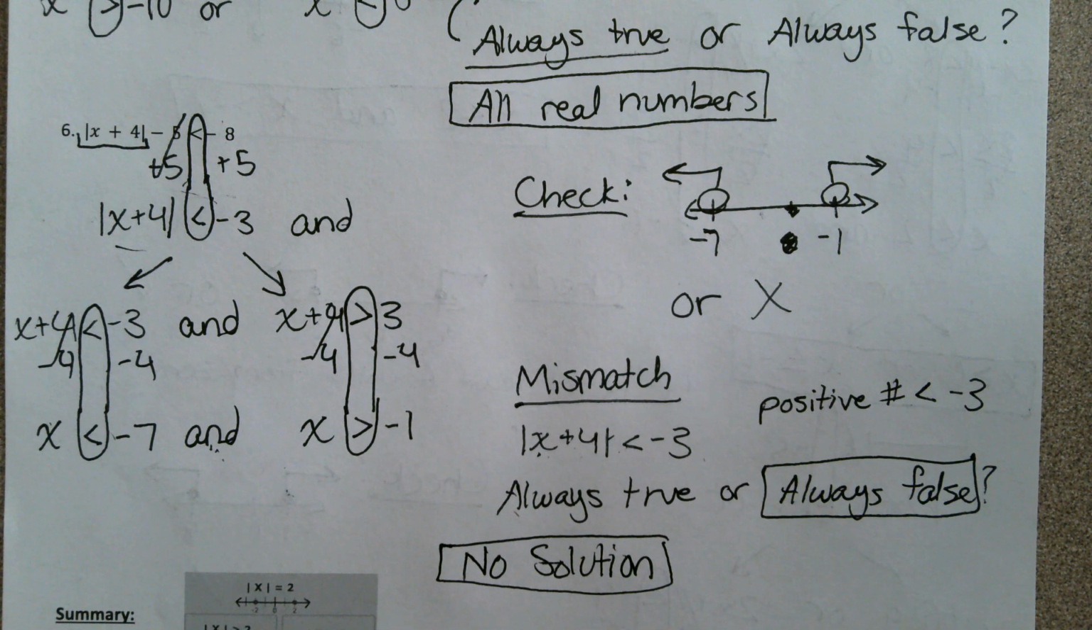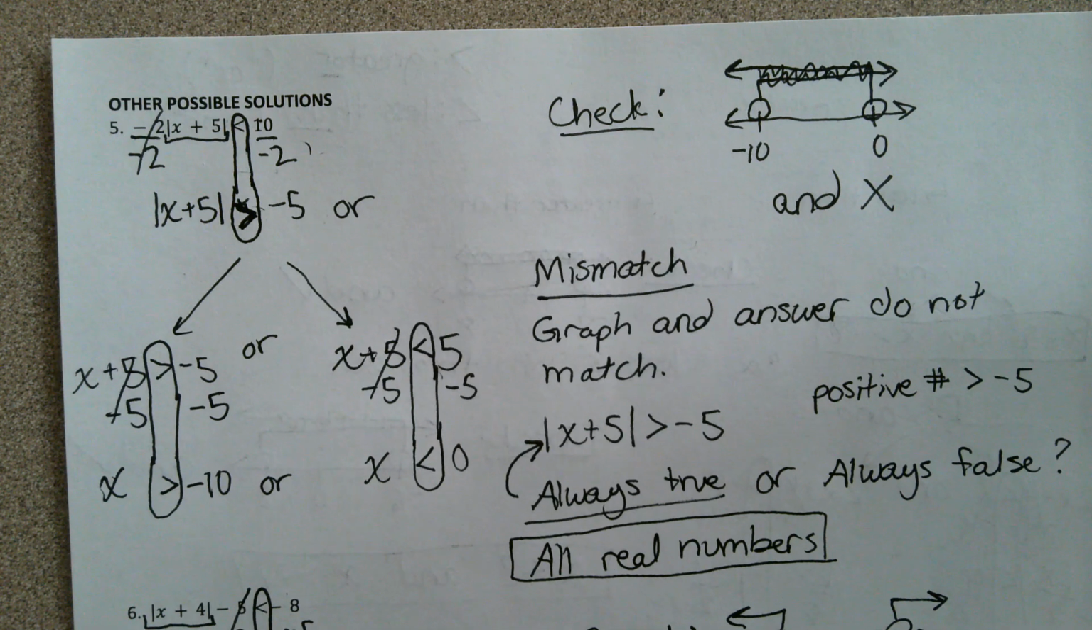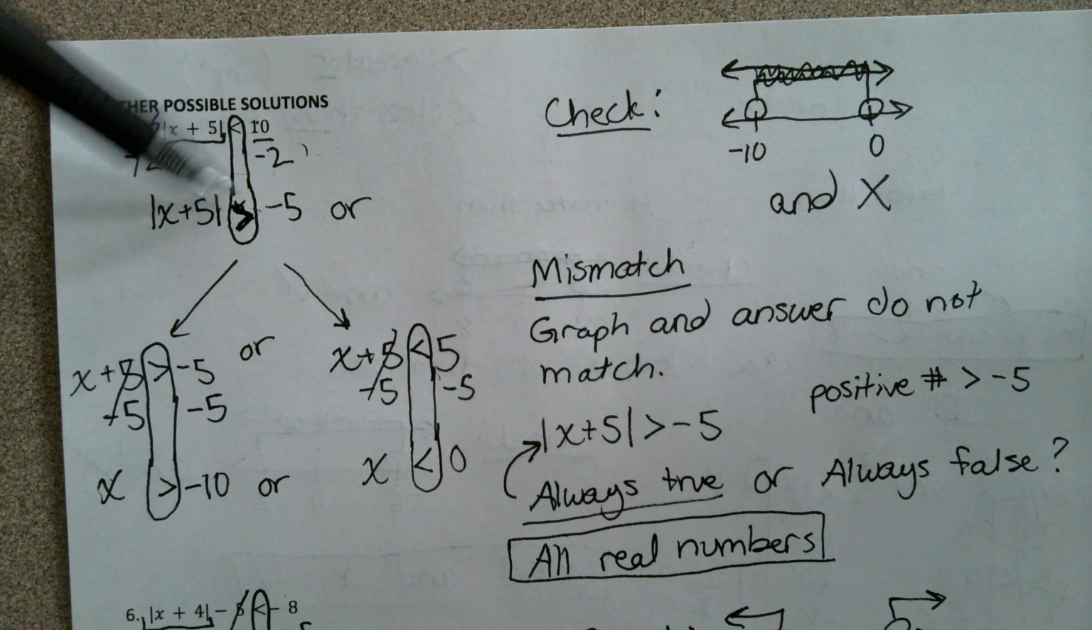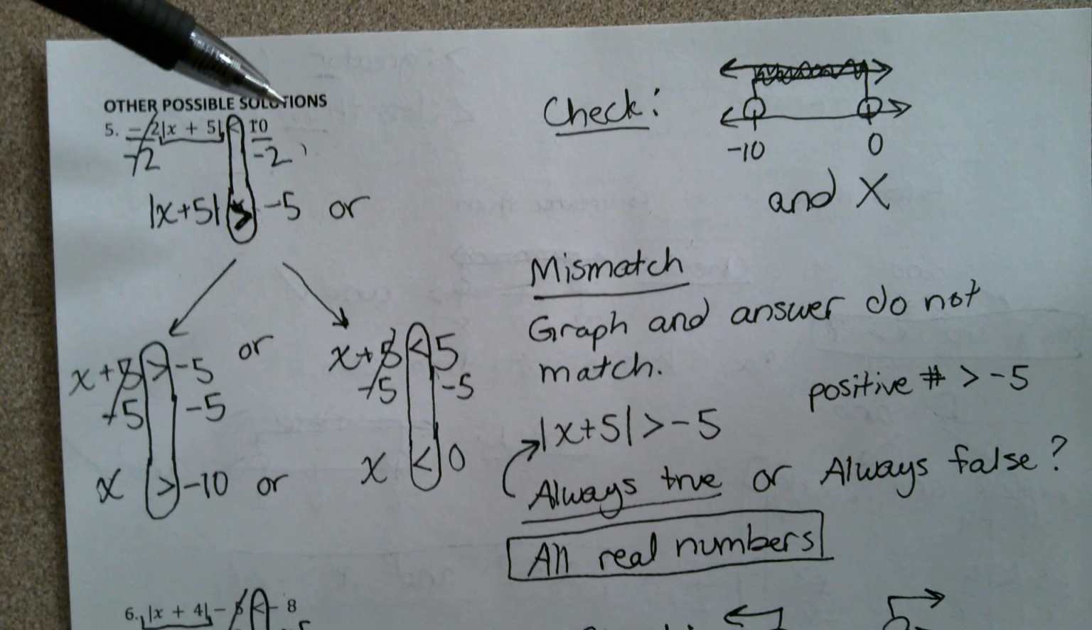Another thing to point out, notice with both number 5 and 6, I've got the absolute value isolated. The number on the right side is negative. Same thing with 5. Absolute value on the left, negative number on the right. Those are indicators that these are either going to be no solution or all real number problems.